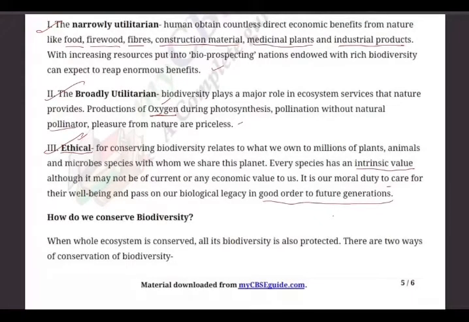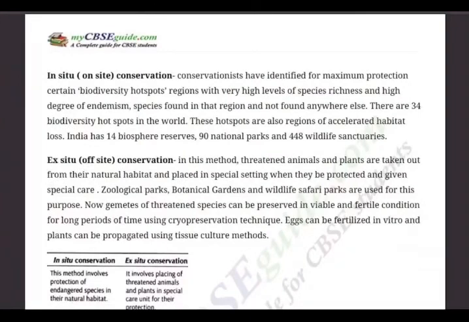Now, how to conserve the biodiversity? We all know the importance of biodiversity. What happens if we don't conserve biodiversity? What is the price that we have to pay for that? Having known the importance of biodiversity, and having predicted the irreversible, irreparable losses, I think there is a need for all of us to conserve biodiversity. How to conserve it? When the whole ecosystem is conserved, all its biodiversity is also protected. There are two ways of conservation of biodiversity.